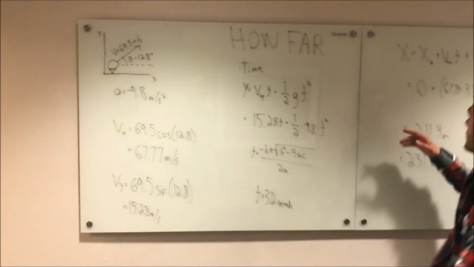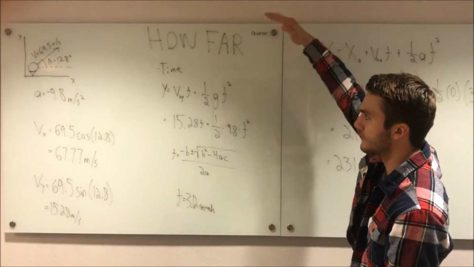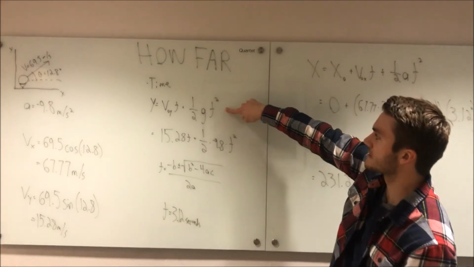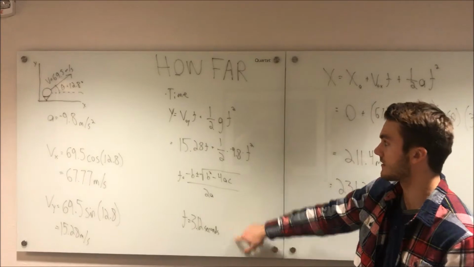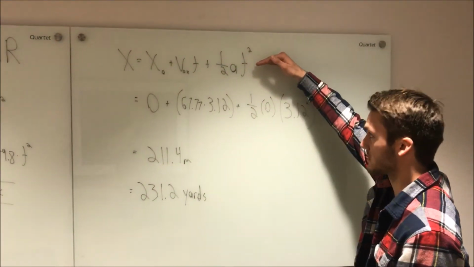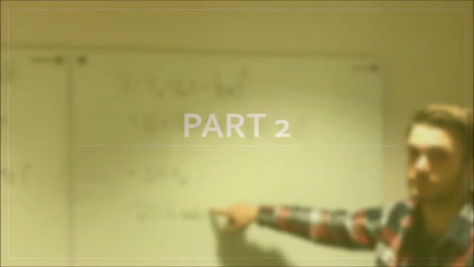Now, before we can calculate how far we go, we need to calculate the time the ball takes to go from hitting the ball to reaching the ground. So we can use this kinematic equation, solve it through, and we get that time is 3.12 seconds. Now, since we have the time it takes, we can plug it into this kinematics equation, solve it out, and get that your drive went 231.2 yards.